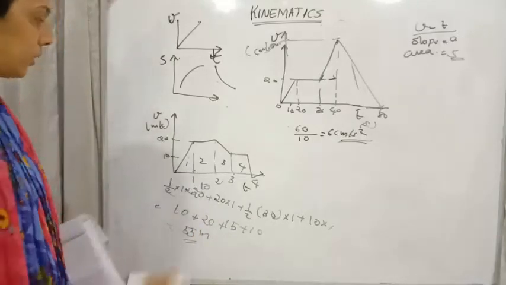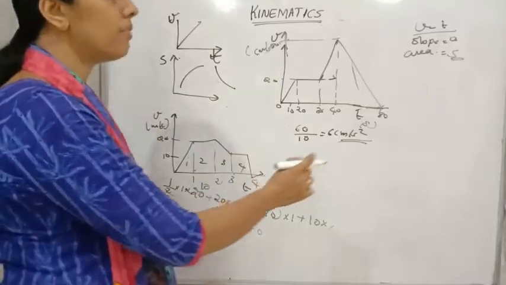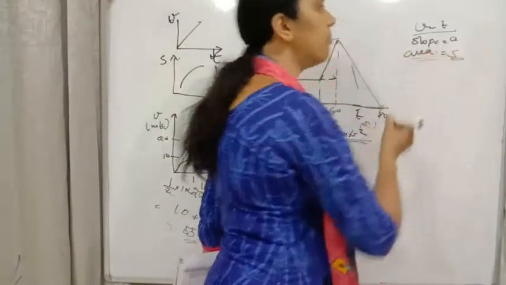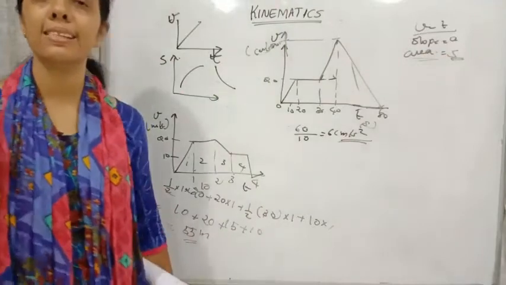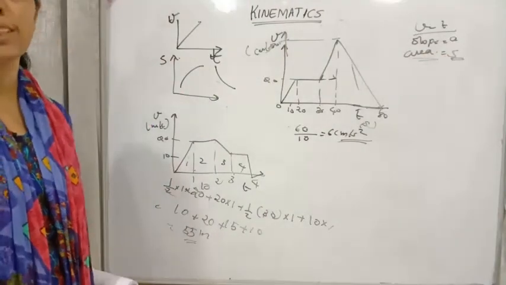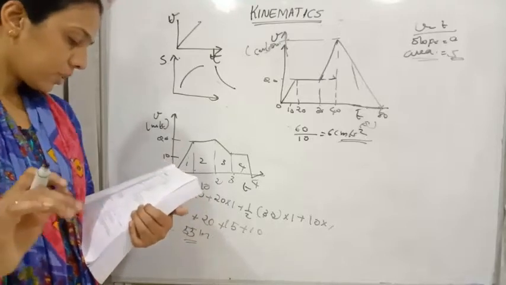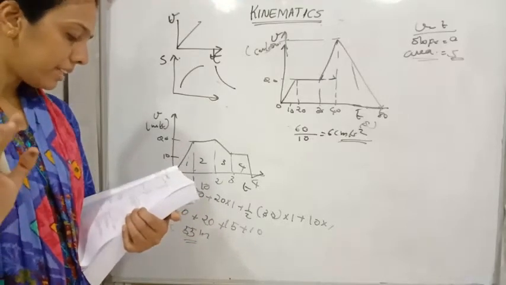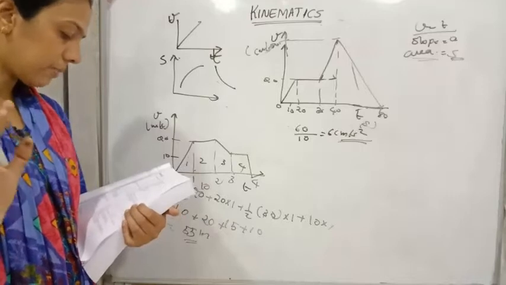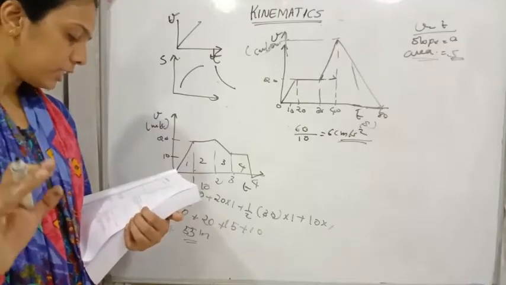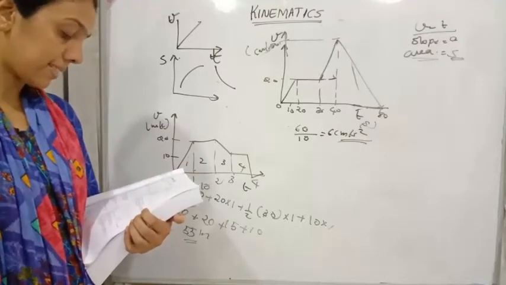Yes, it's correct only. So from the velocity time graph, if we are finding out the area under the graph, we will be getting the distance travelled. Clear? Next is a lift is going up. The variation in the speed of the lift is as given in the graph. What is the height to which the lift takes the passengers?